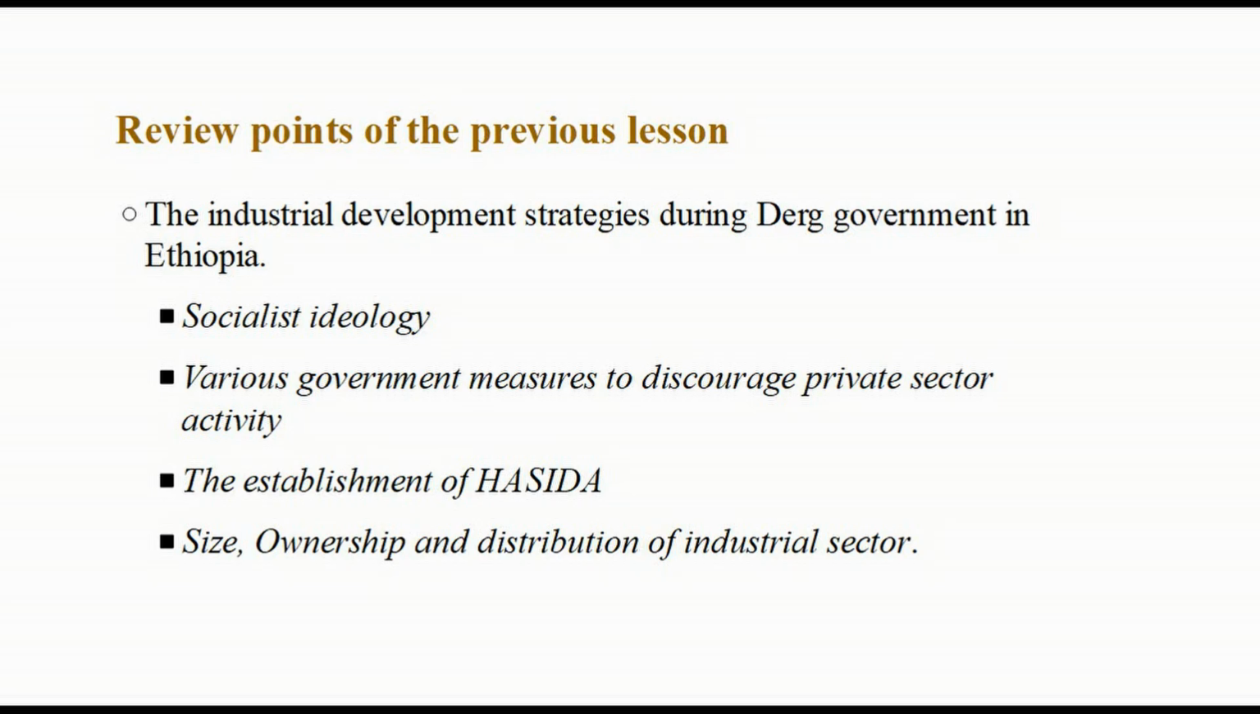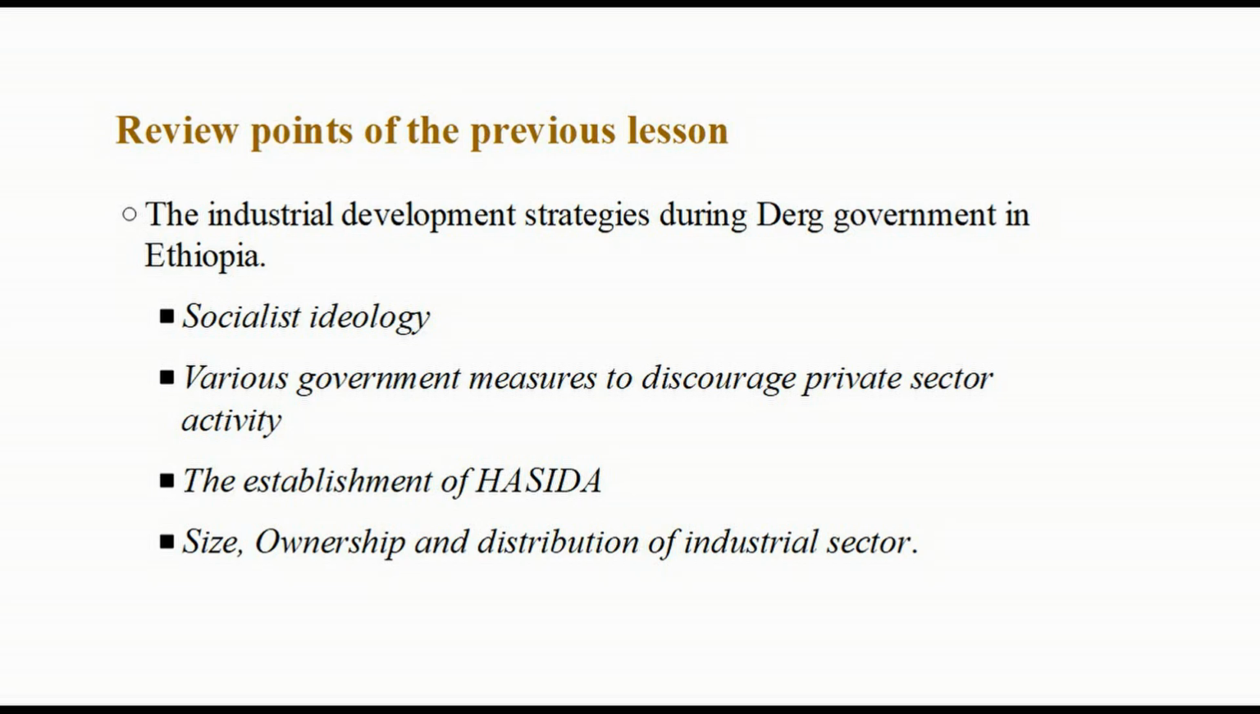The other parts were the size, ownership, and regional distribution. In terms of size, the number of manufacturing establishments declined because of the unfavorable government policy towards private activities, lack of foreign exchange, and the independence of Eritrea. These are the reasons for the decline in the number of manufacturing establishments during the Derg. In relation to ownership, we know large and medium scale enterprises were owned by the government. The small scale and handicrafts were left to the private sector.